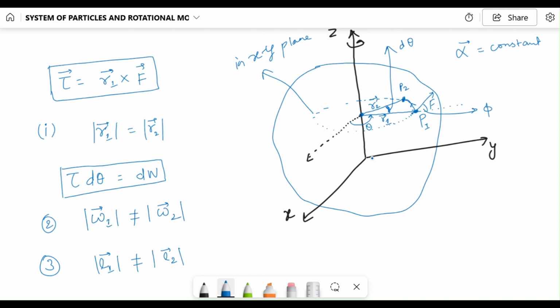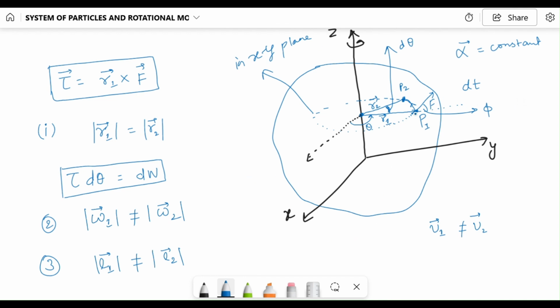Now, what about linear velocity? At point 1, the linear velocity is something, and at point 2, it is something different because of this force. This force is going to give a change in this linear velocity as well. Now let's say that while moving from point P1 to P2, the time taken is a very small time dt, for the time being.